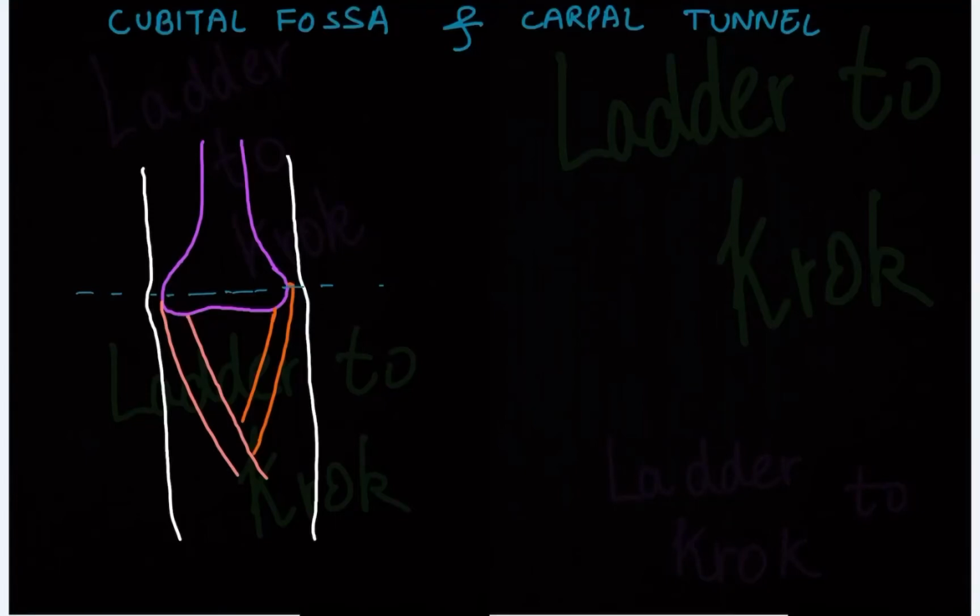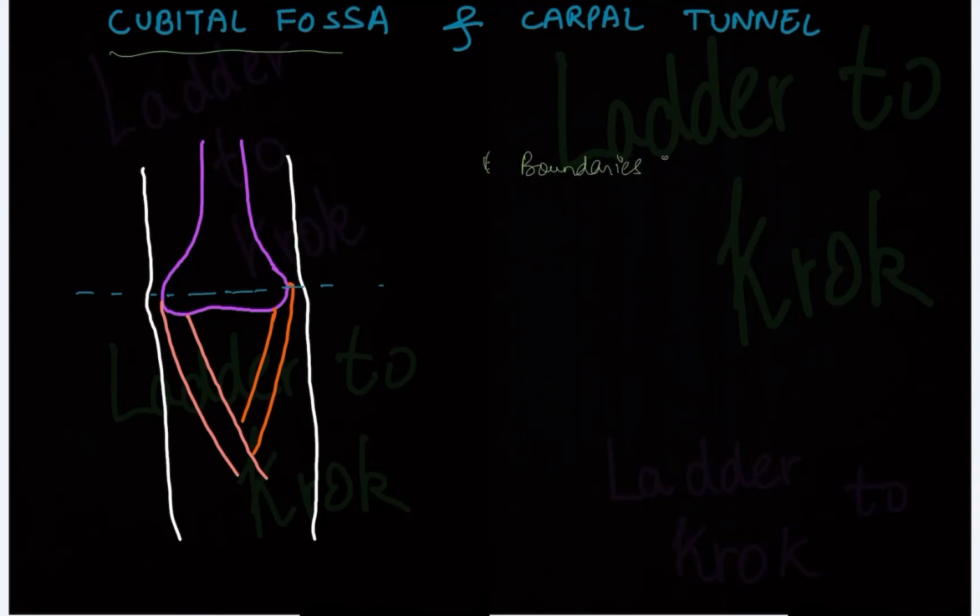Hello guys, welcome back. So we'll be starting with a new topic, that is cubital fossa and carpal tunnel. So first let's start with the cubital fossa. Now cubital fossa is situated where? At your elbow joint, at the anterior surface of the elbow joint. Fine. Now let's know about this cubital fossa in detail. So fossa means what? It's a depression. So let's know about its boundaries.